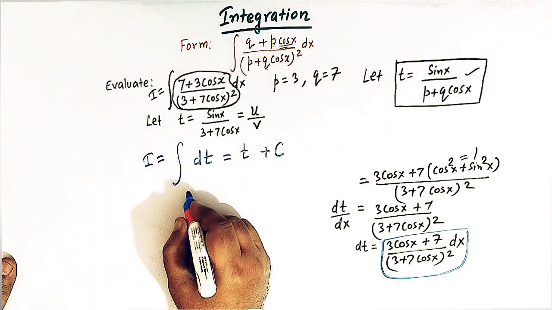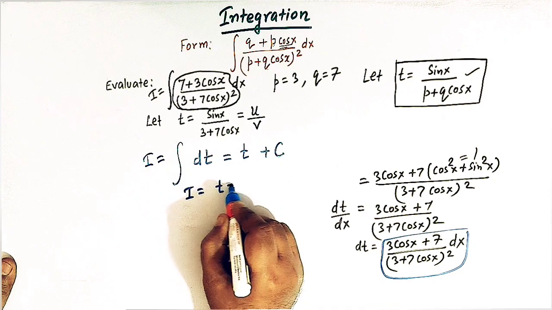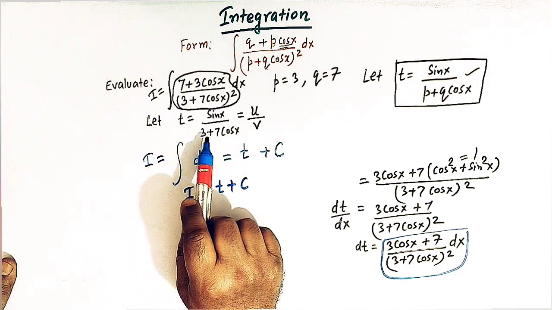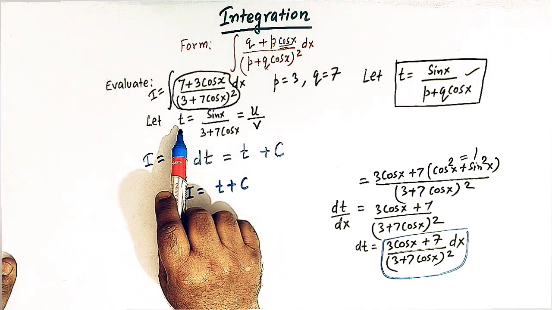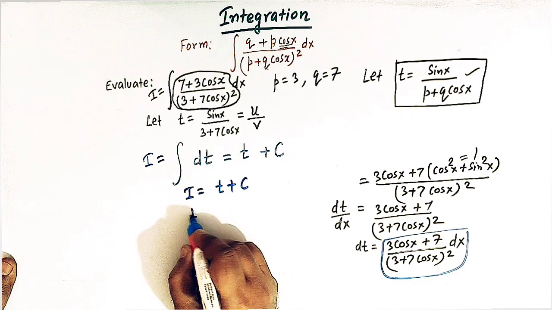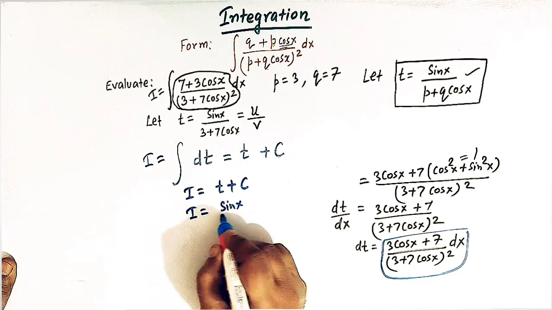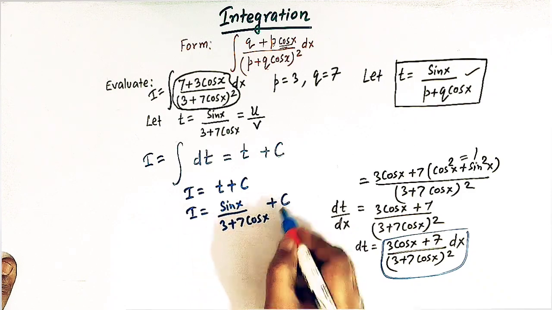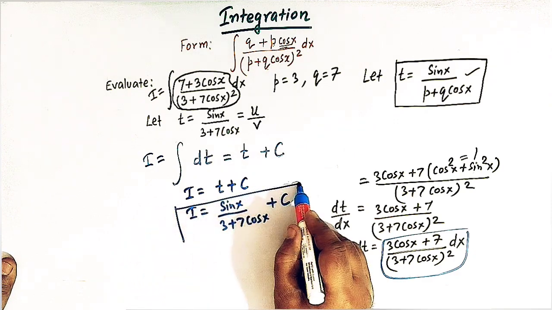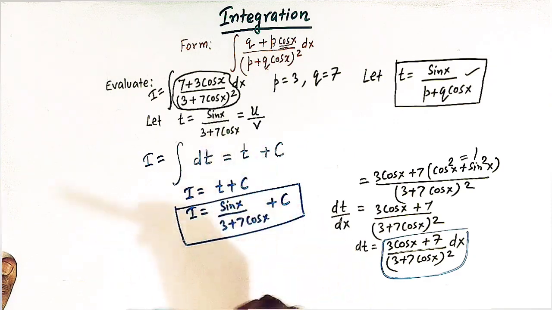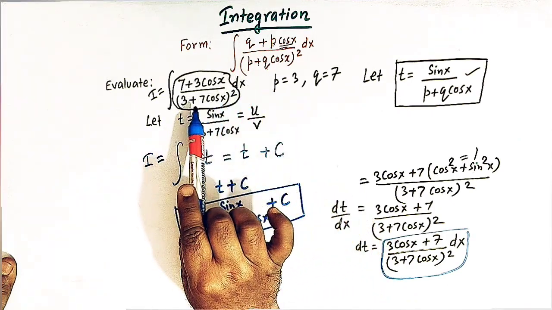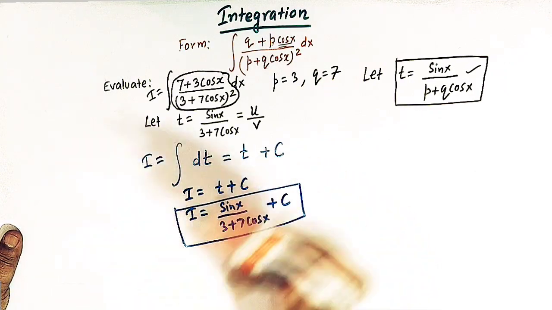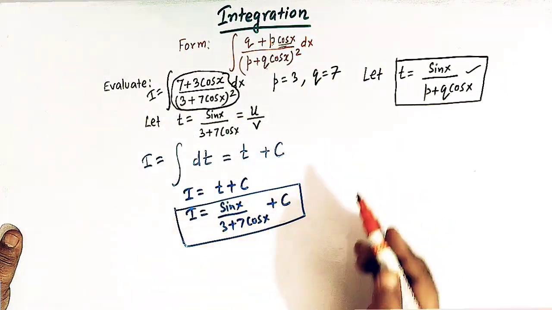So now our integral I is equal to t plus c, where c is the constant of integration and t is the substitution we have introduced. So now I is equal to sine x divided by (3 plus 7 cos x) plus c, right? So this is the required integral, or the indefinite integral of this function. Now let us form another problem with the help of this problem.